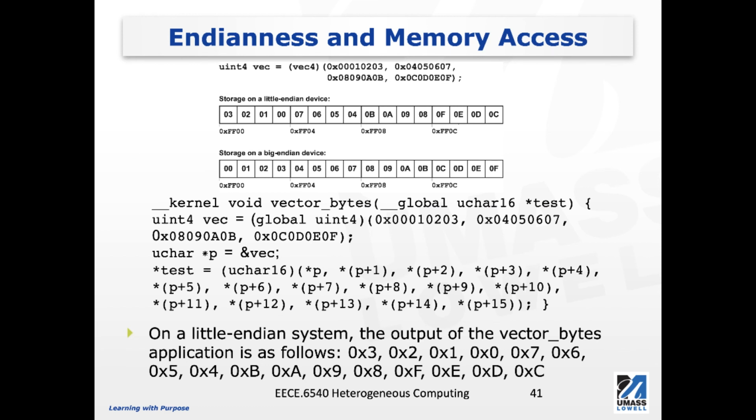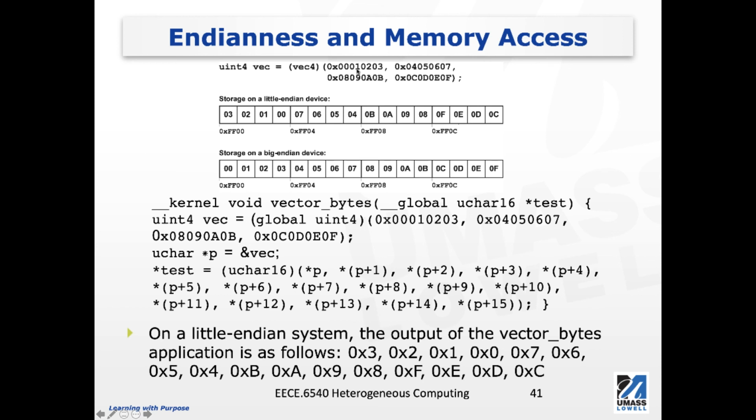Now let's combine what we have learned so far and look at a new example. Here we want to look at endianness, how the vectors are stored in a particular memory space based on the endianness of this OpenCL device. We have here an unsigned integer vector with 4 elements. We initialize this vector in this way.